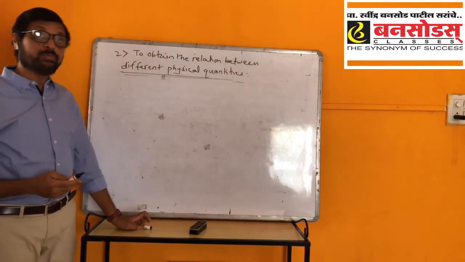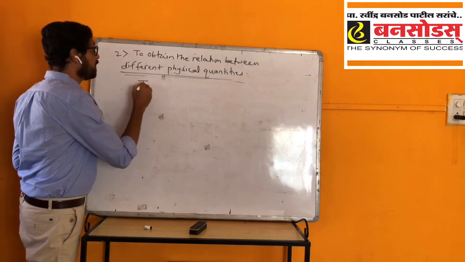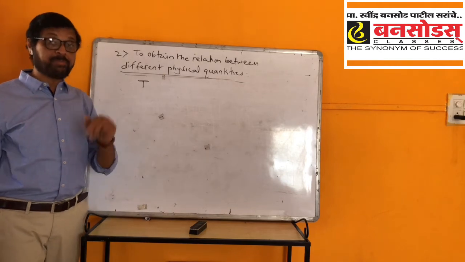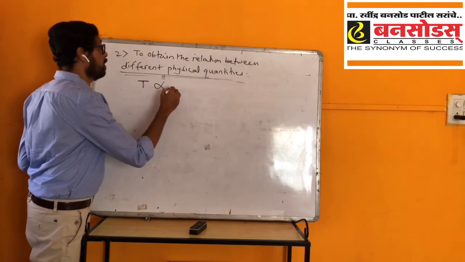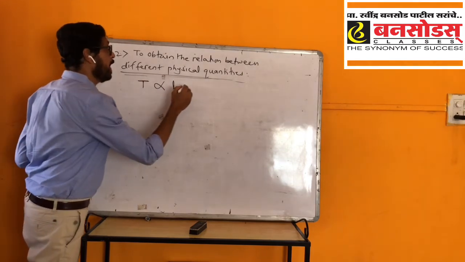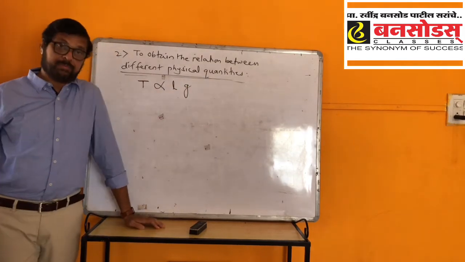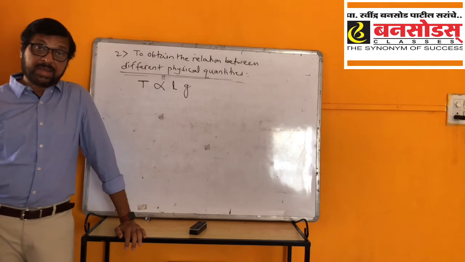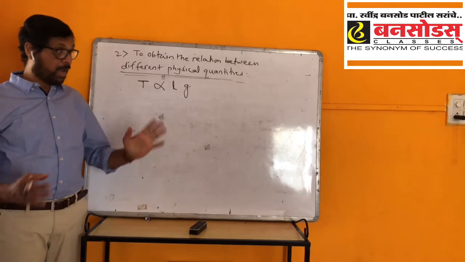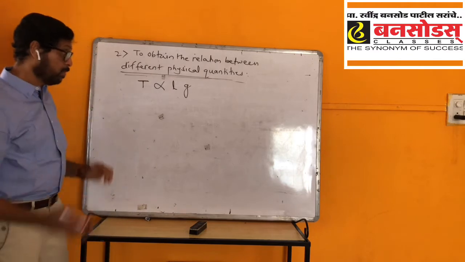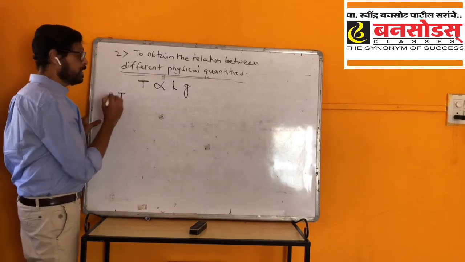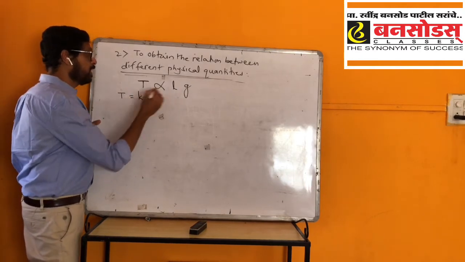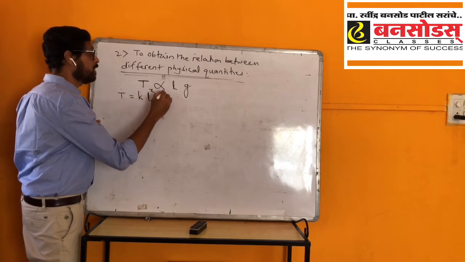Suppose it is given to you that periodic time, capital T here is the periodic time of a simple pendulum. It depends upon the length of the pendulum and acceleration due to gravity. Periodic time of a simple pendulum depends upon length of the pendulum and acceleration due to gravity. And you have to find the exact relation between them. What will you do? T is equal to K, constant, L raised to x, g raised to y.